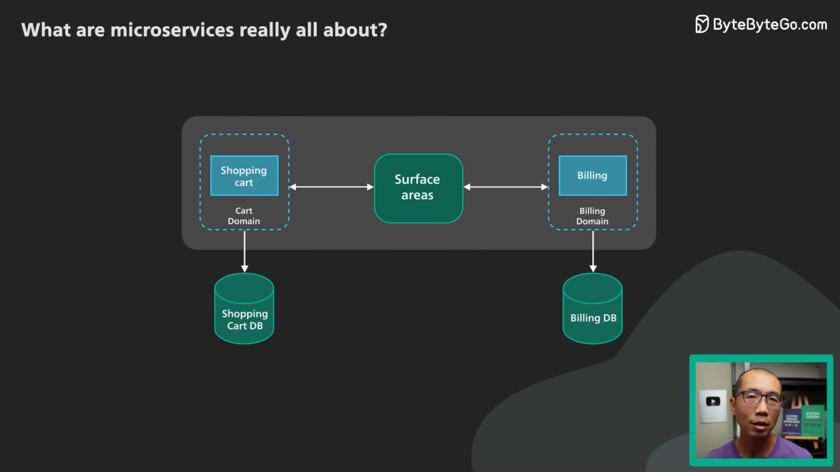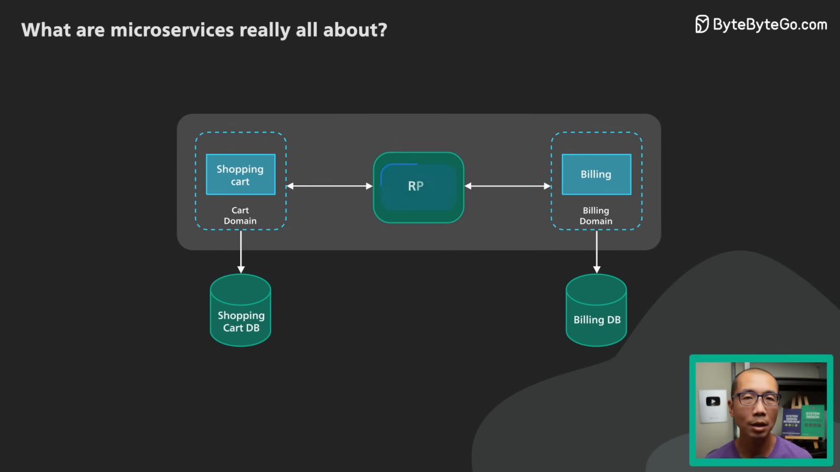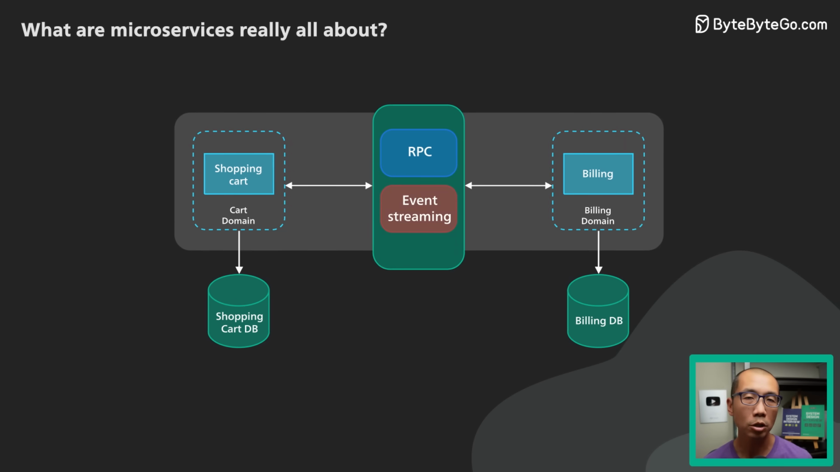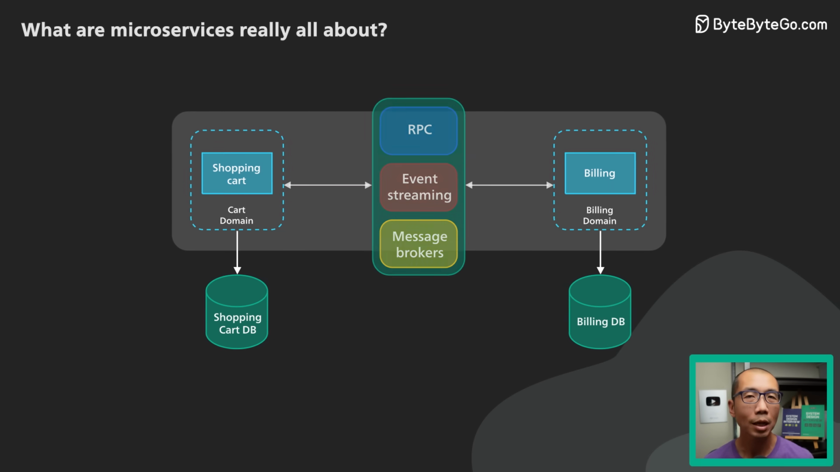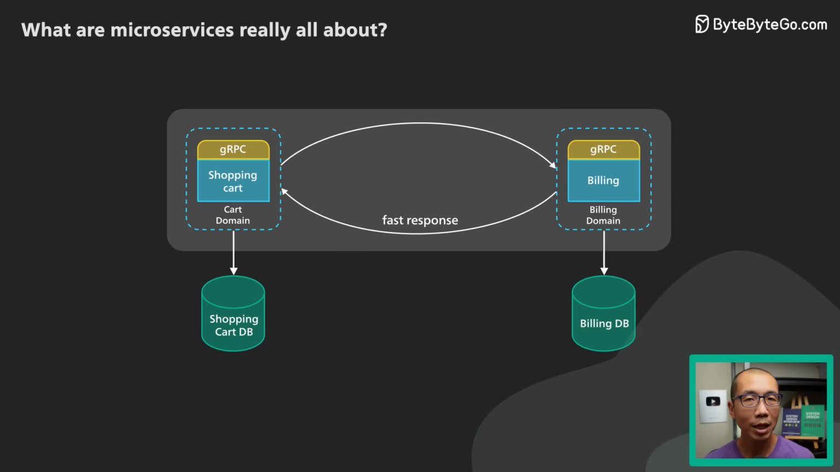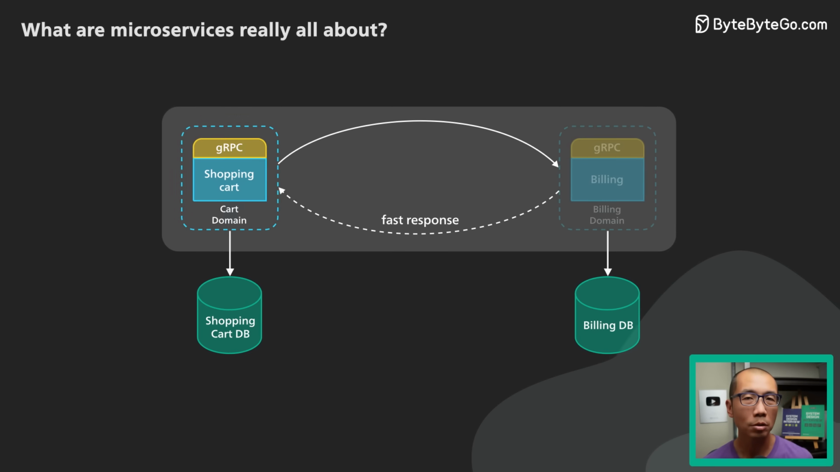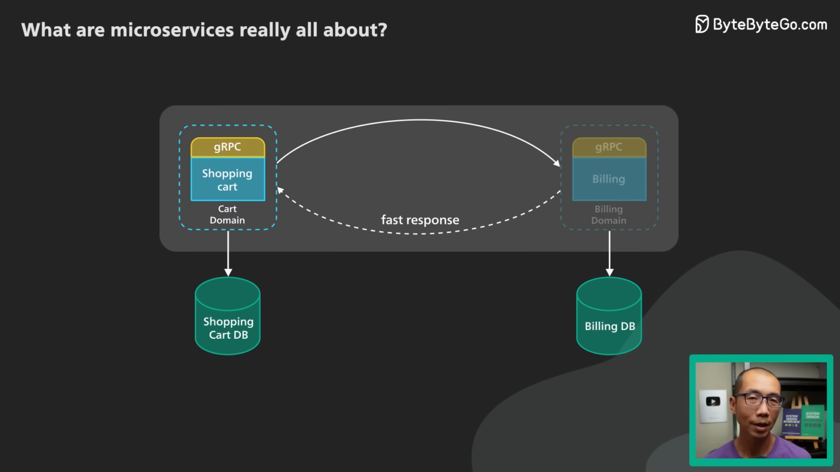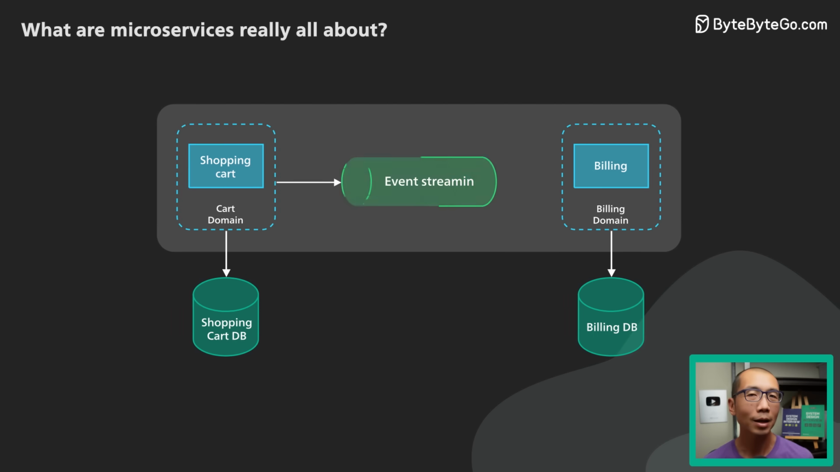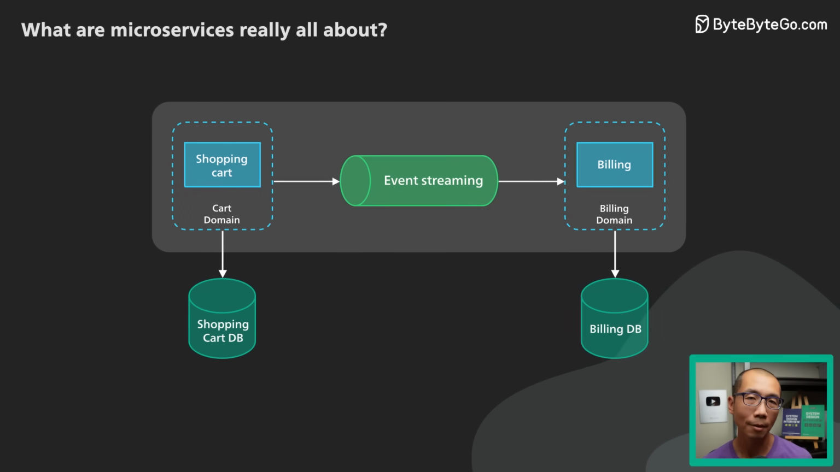Microservices talk to one another over a combination of remote procedure calls, or RPC, event streaming, or message brokers. RPC, like gRPC, provides faster response, but the blast radius, or the impact to other microservices, would be larger when the service was to go down. Event streaming provides better isolation between services, but they take longer to process.